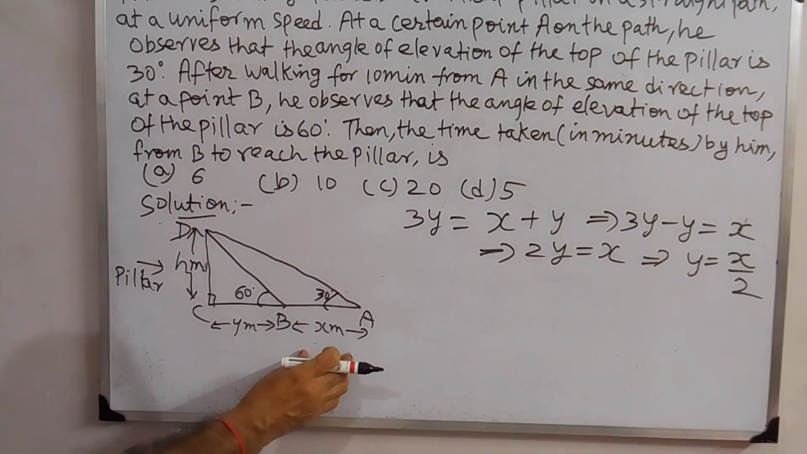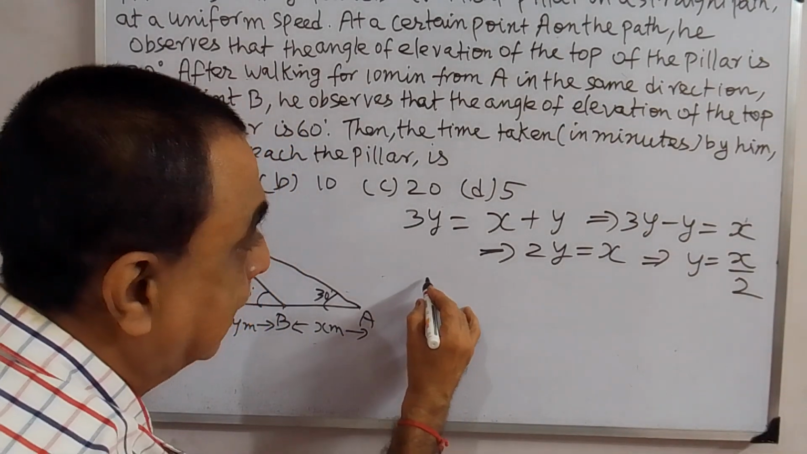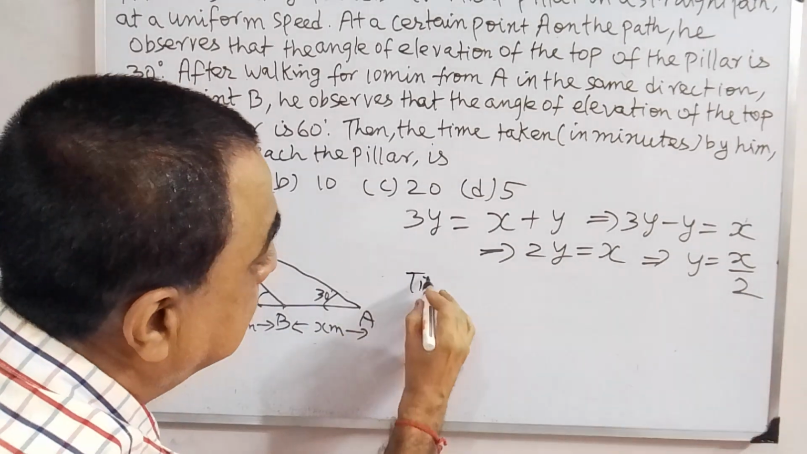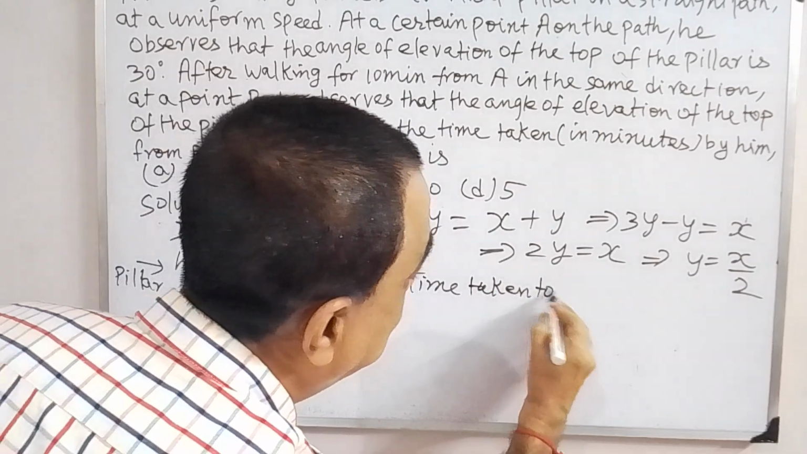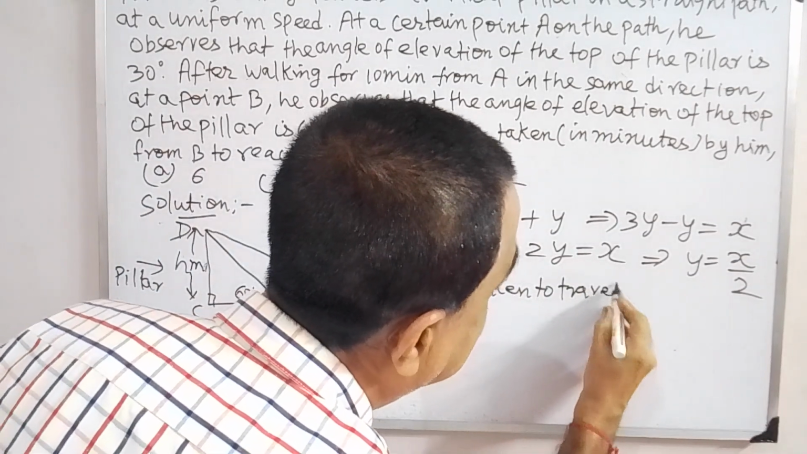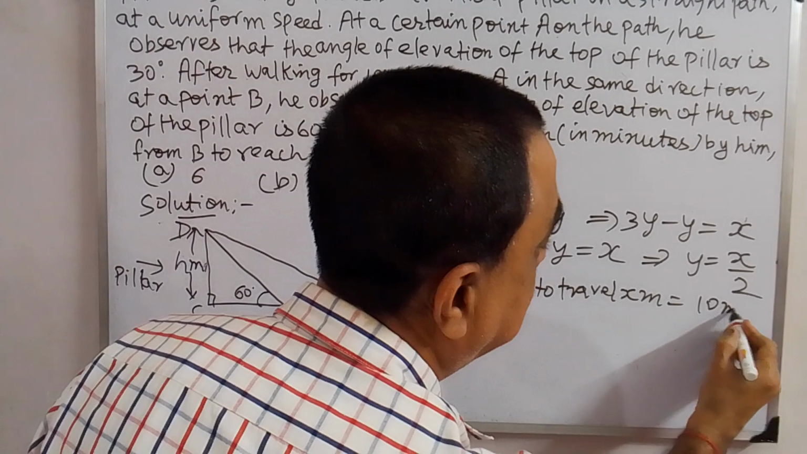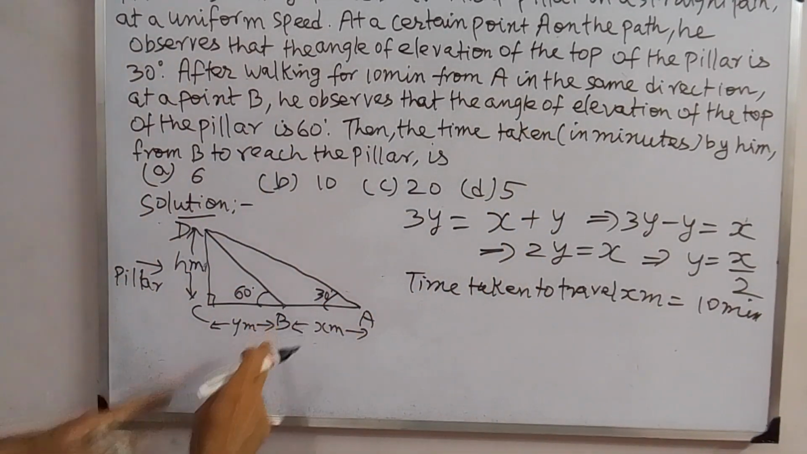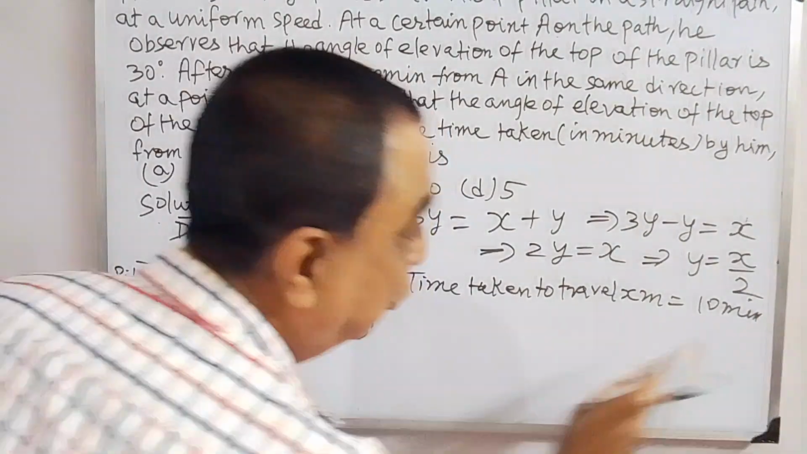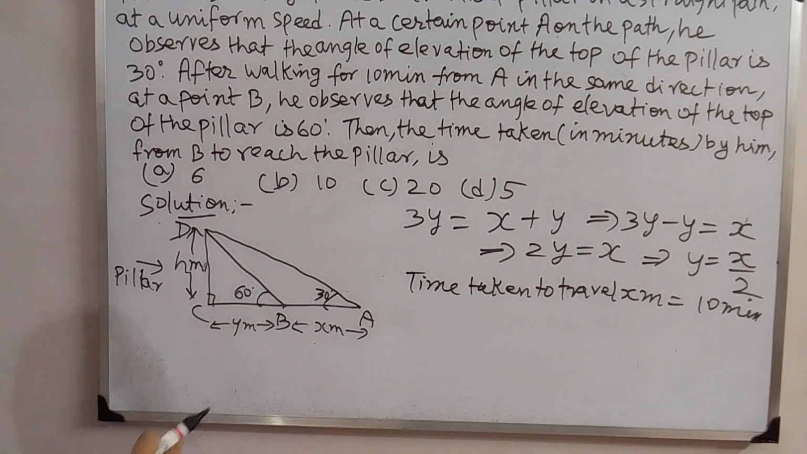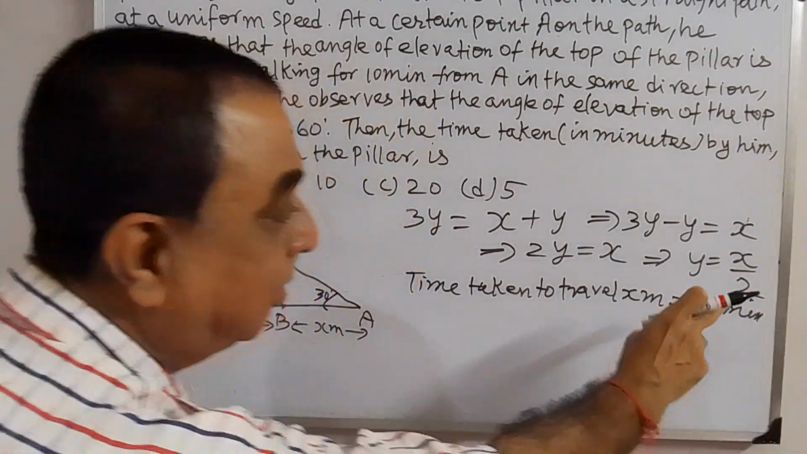That means half the distance it has traveled from A to B. It was given that the time taken to travel X meters is equal to 10 minutes. That means the distance from A to B is X meters, and to travel this distance the person has used 10 minutes of time. Now from B to C, we are asked how much time will be taken. From B to C is Y, but Y in terms of X is X by 2.